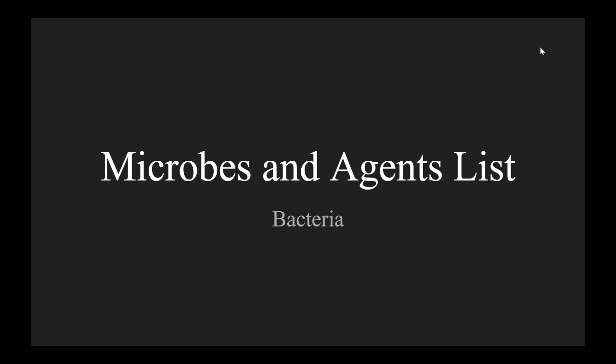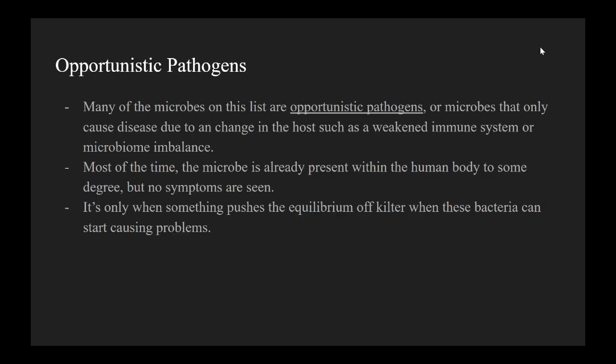Today we'll go over the specific bacteria that are on the microbes and agents list. Before we talk about all these bacteria that cause diseases, it's good to know that they're what are called opportunistic pathogens. This just means that these microbes can be present within our body to some degree even when we're not sick. It's only when, let's say, our immune system gets thrown off or our microbiome gets messed up that these bacteria can start to flare up and mess with our bodies and cause disease. So just a good thing to note that they're not always going to cause disease. It's only when our body's kind of off kilter, so to say.